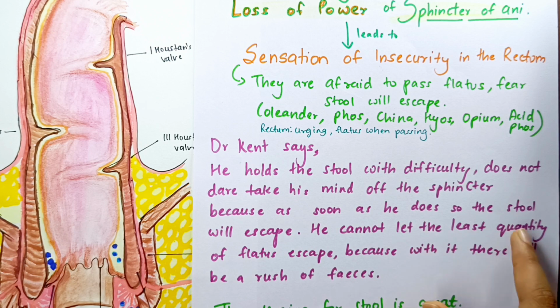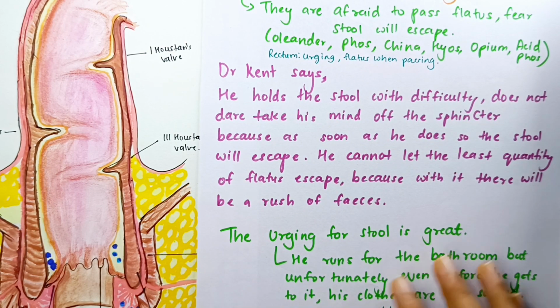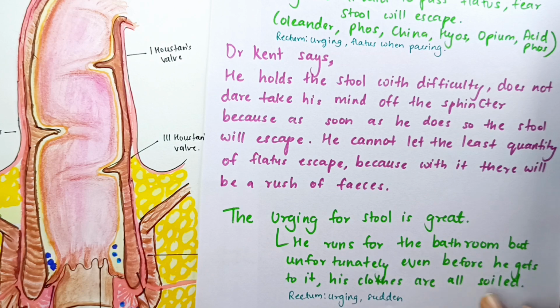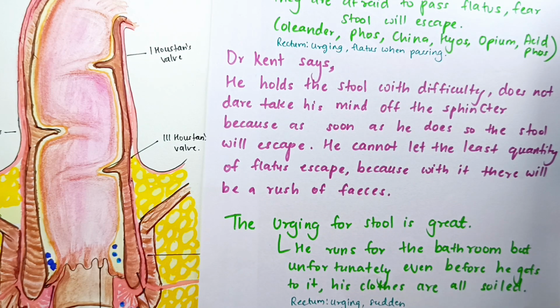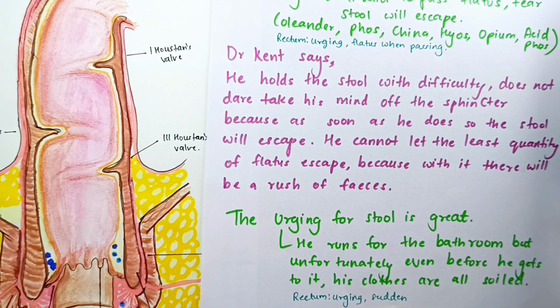He cannot let the least quantity of flatus escape, because with it there will be a rush of feces. He is afraid that if he does that, then stool will also escape. The urging for stool is great. He runs for the bathroom, but unfortunately, even before he gets to it, his clothes are all soiled. Since the urging is so great, he cannot control it. Obviously, this is going to happen. The rubric relating to it is rectum urging sudden.